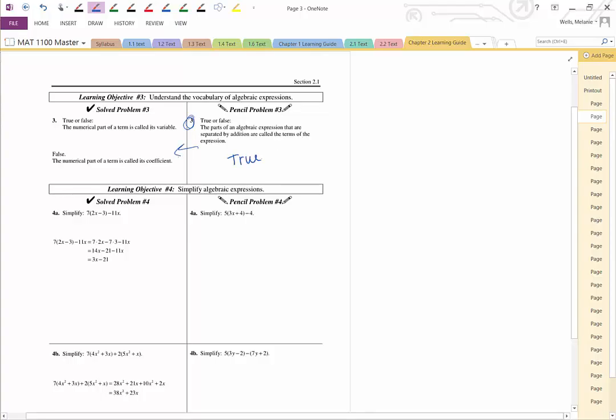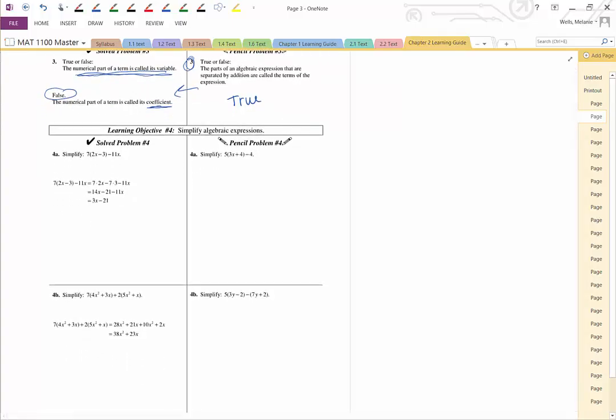If you'll look at the one that's already solved, it says true or false, the numerical part of a term is called the variable. And we know that that's false because the numerical part of a term is actually called the coefficient. Okay, all right, let's look at number 4a. We're going to simplify this expression. Notice that none of these have equal signs.